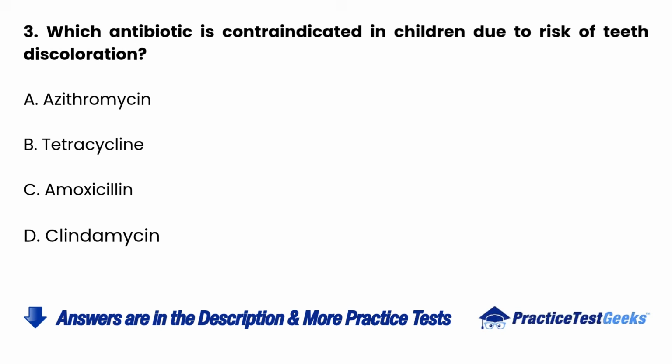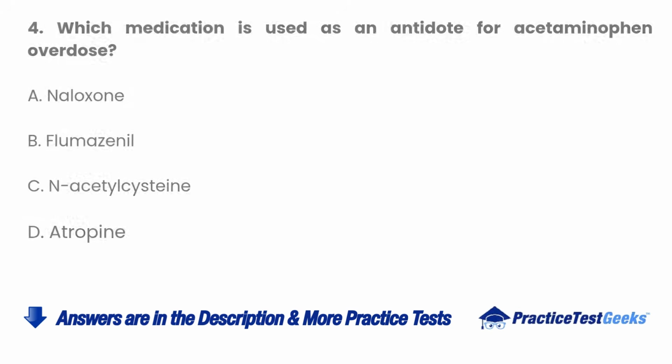A. Azithromycin. B. Tetracycline. C. Amoxicillin. D. Clindamycin. 4. Which medication is used as an antidote for acetaminophen overdose? A. Naloxone. B. Flumazenil. C.